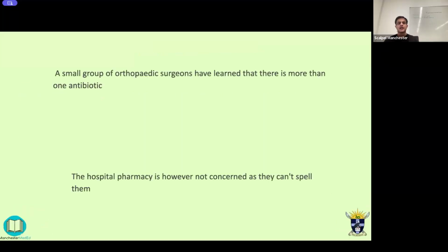So brilliant. That's a joke. A small group of orthopedic surgeons have learned that there's more than one antibiotic. The hospital pharmacy, however, is not concerned, as they can't spell them.